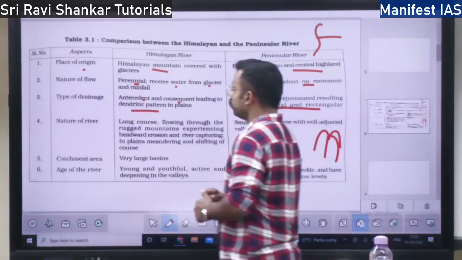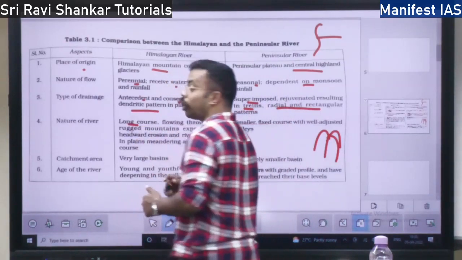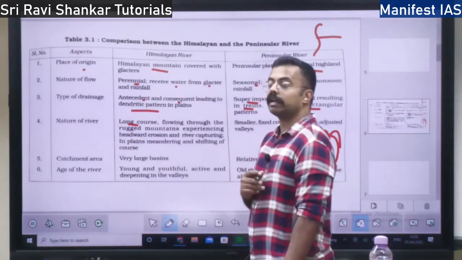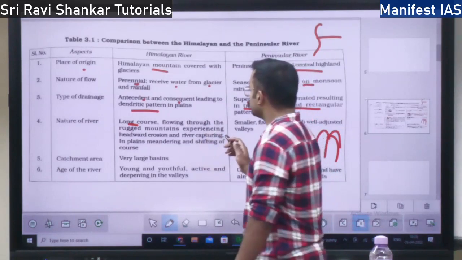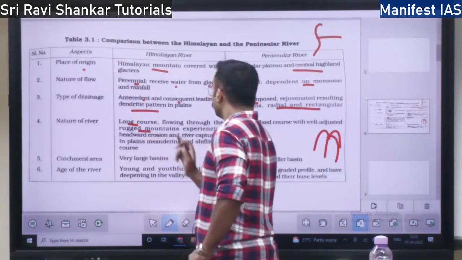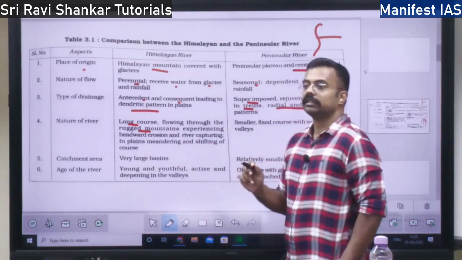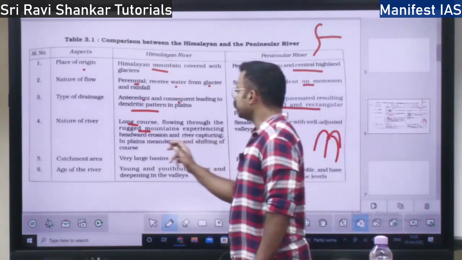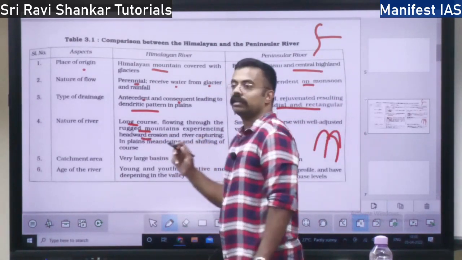Next, these rivers have a very long course. They have very high length, and also they flow through rugged mountains. That is, they flow through the mountains, and you will find headward erosion.